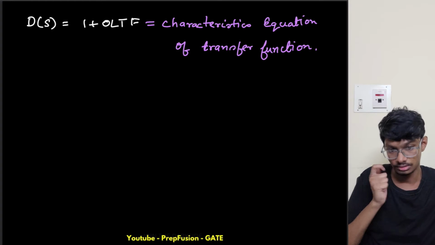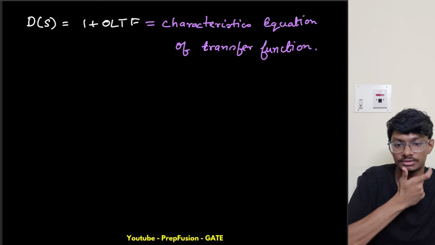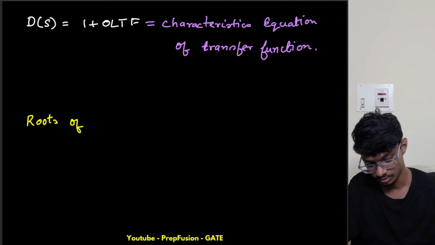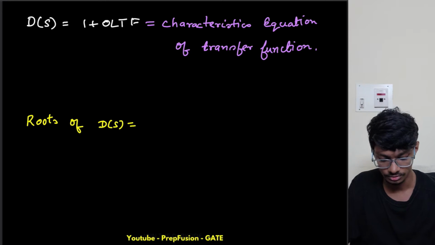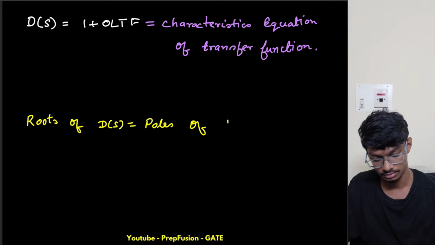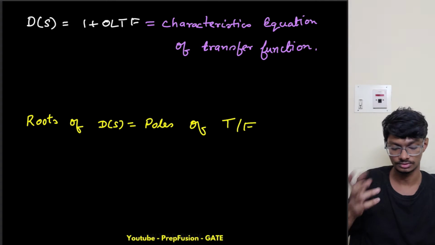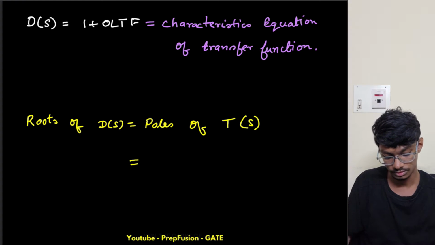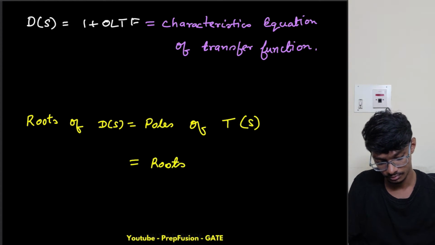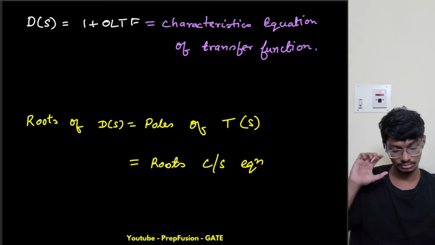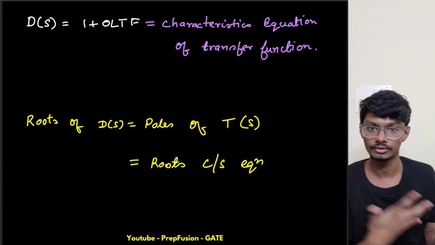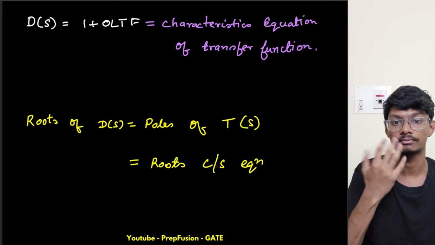Now the roots of this denominator are known as the poles of the transfer function. Roots of the denominator, roots of the d of s, equals poles of the transfer function. If you don't understand, this is d of s, so this equals roots of the characteristics equation. These things you need to understand. Poles define many things in a system. We will get to know, but for now just try to understand what I am trying to get to.